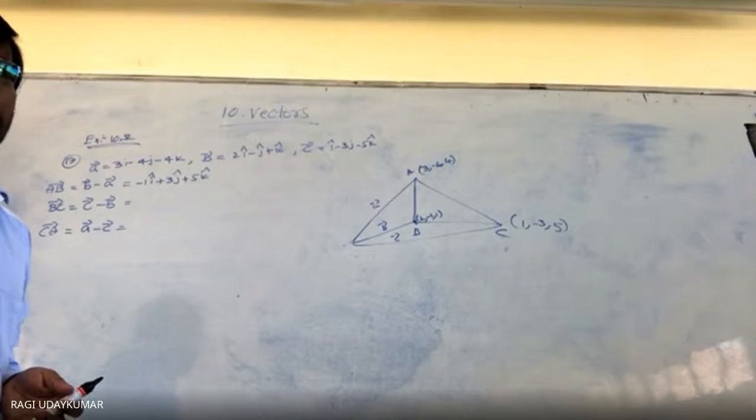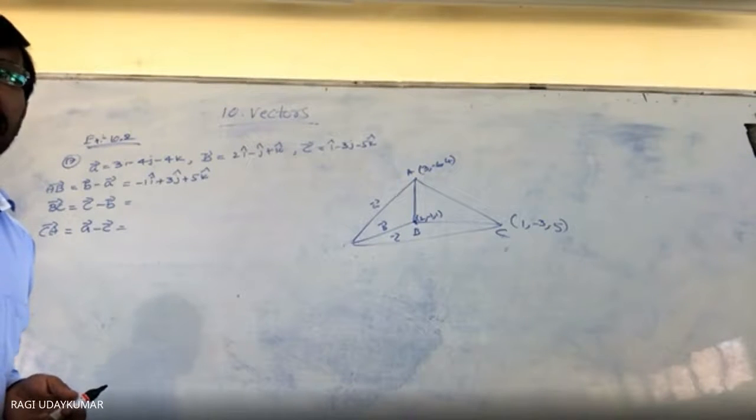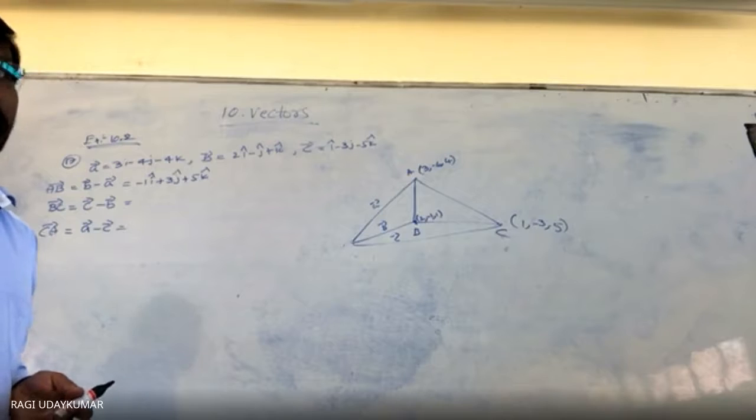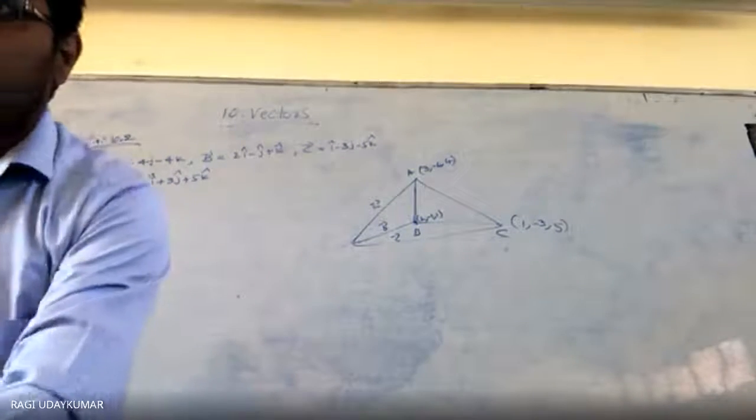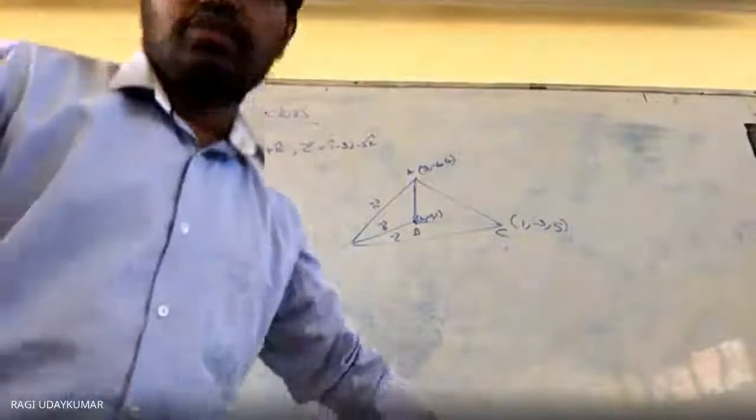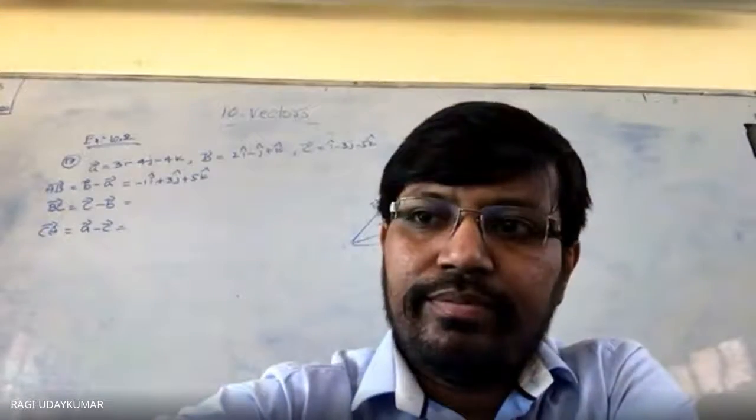Next, the 18th and 19th questions are just objective bits. They are very simple, you can answer them. So with this we have completed the two exercises. In the next class, we are going to start the dot product.